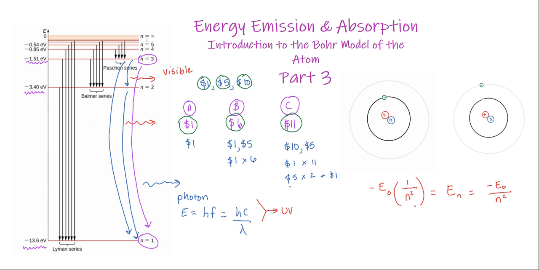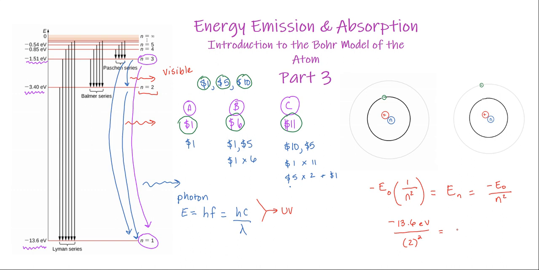So let's calculate and see if we can get negative 3.4 electron volts at the n equals 2 level. I'll put in the ground state amount, which is negative 13.6 electron volts, and then divide by 2 squared.